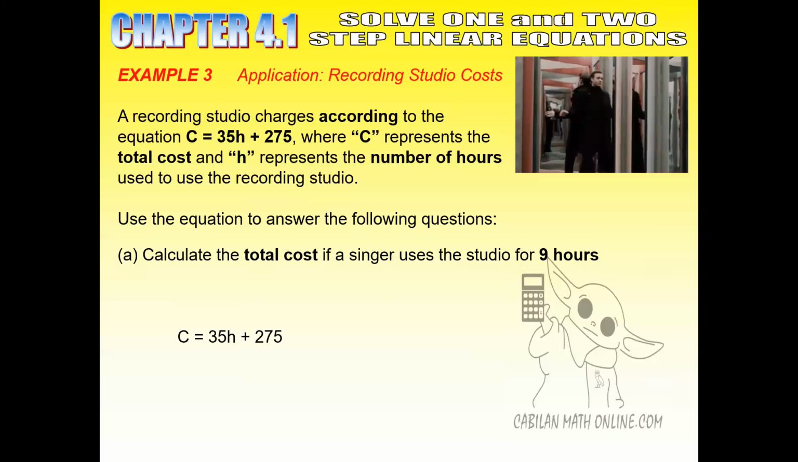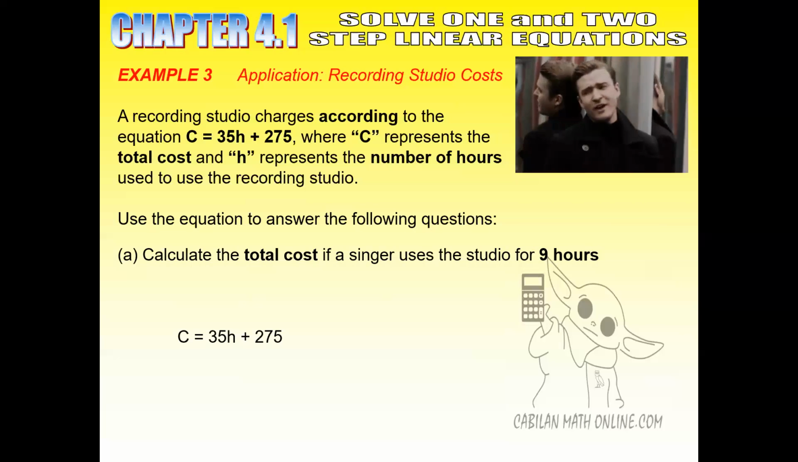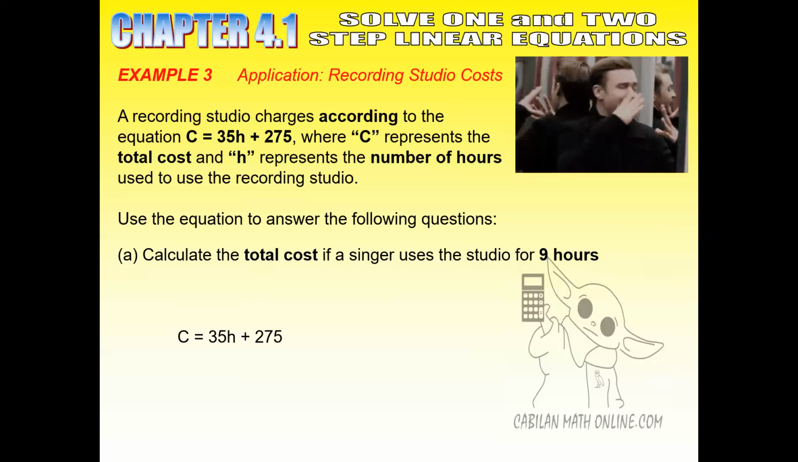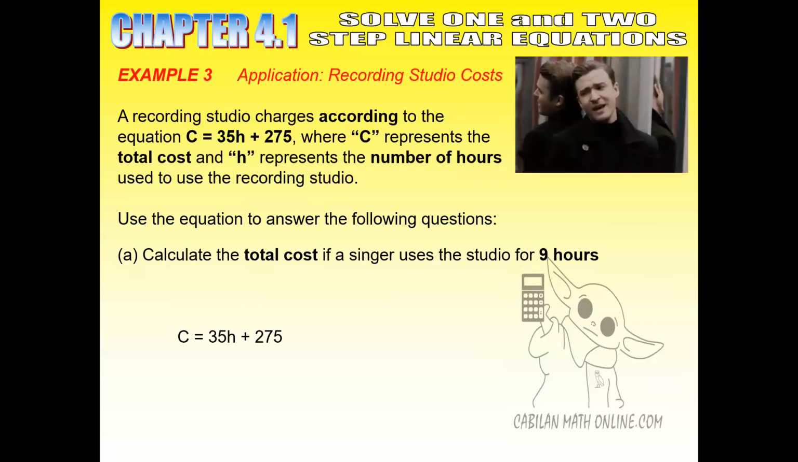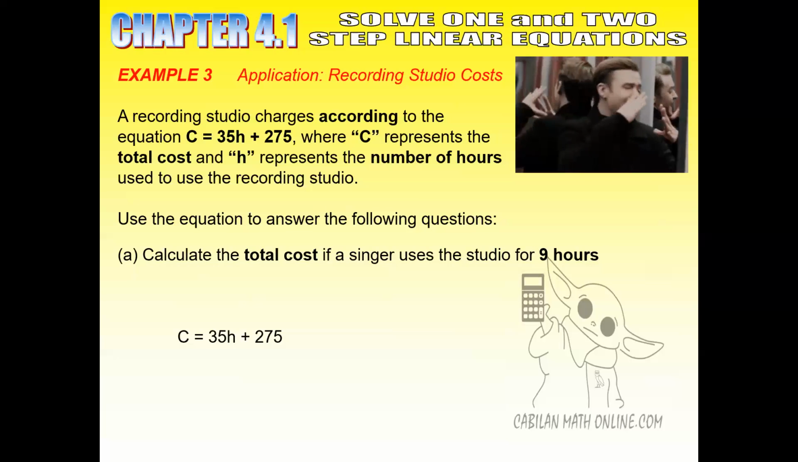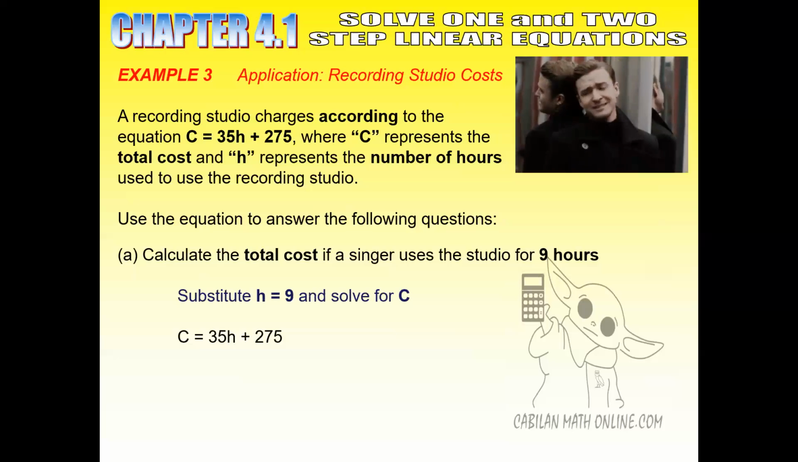It's important to remind ourselves of that because when you look at what the question is asking, we need to figure out where that number is going to go. In this case, it says we want to calculate the total cost if a singer uses the studio for 9 hours. So 9 hours is going to be the number. Again, 9 is the number of hours, so that's going to replace the letter H.